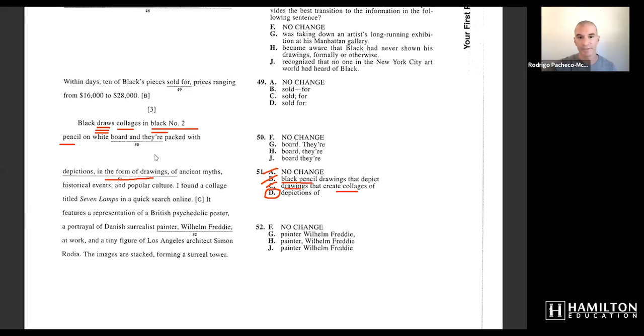These are drawings packed with depictions of ancient myths, historical events, and popular culture. So this is the only answer choice that is not redundant.